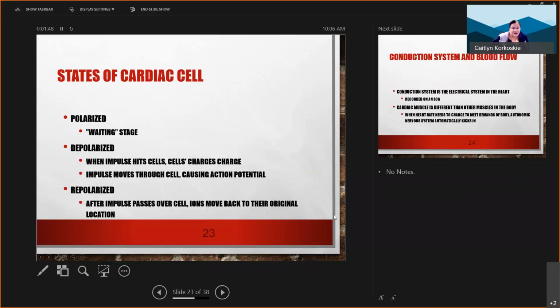So for the cardiac cells, the state of the conduction is polarized, like a waiting stage, which is basically in between heartbeats. Then you have depolarization, which is when the impulse hits the cells and there's the contraction. And then repolarization is when the heart muscle relaxes, so that more blood flow can come in.